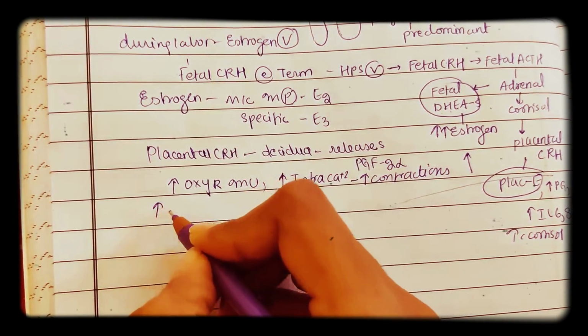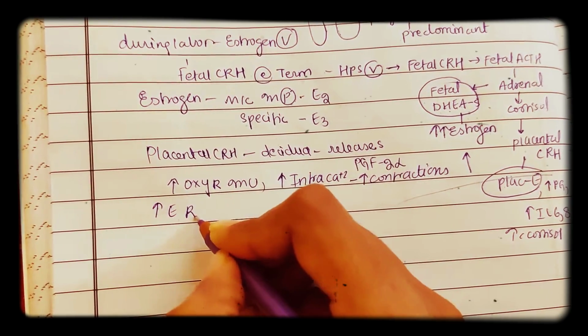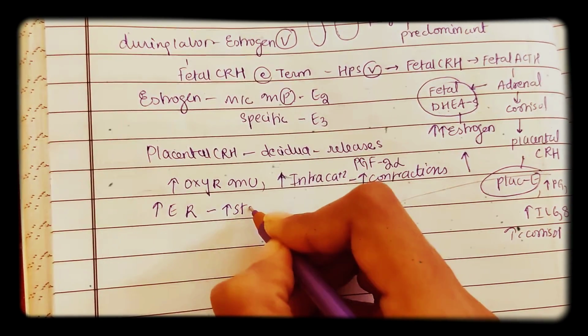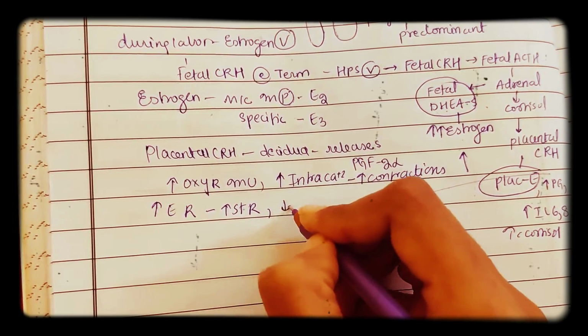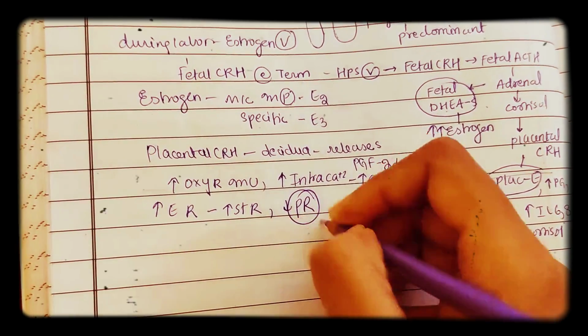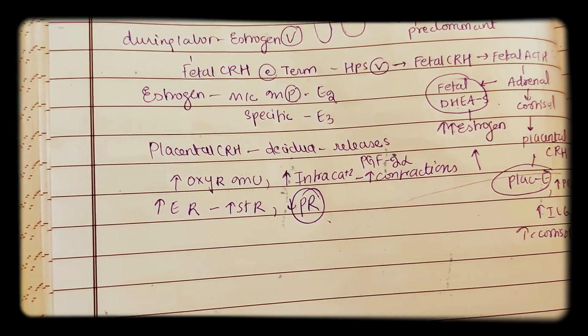As estrogen receptors are increased in the uterus, it will lead to more stretch receptors in the uterus and decreased progesterone. Now the progesterone should decrease because the pregnancy is completed. Now we need to contract the uterus, right?